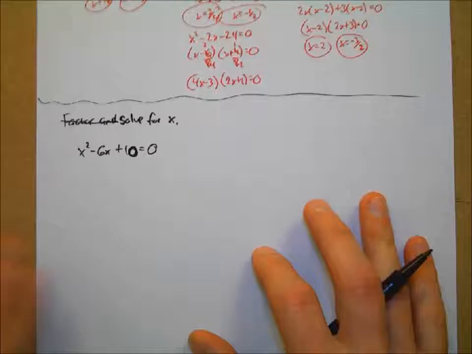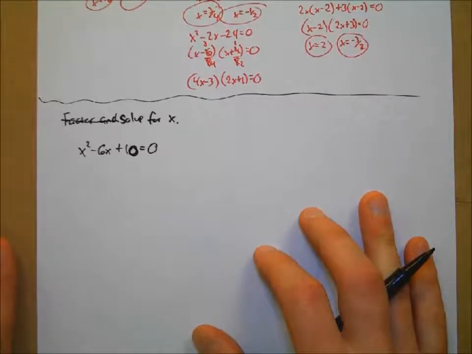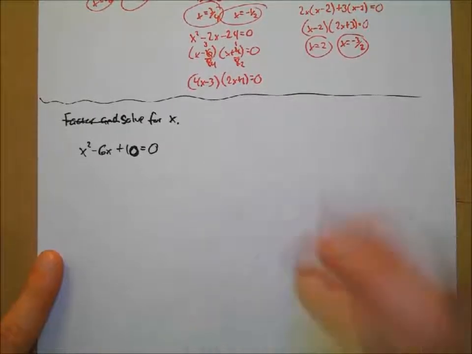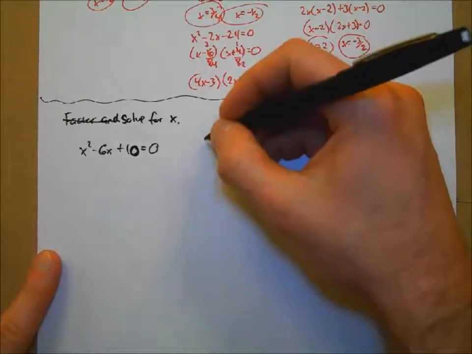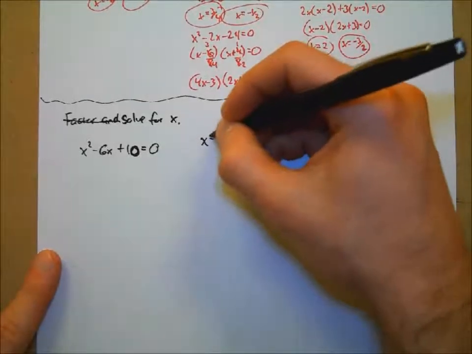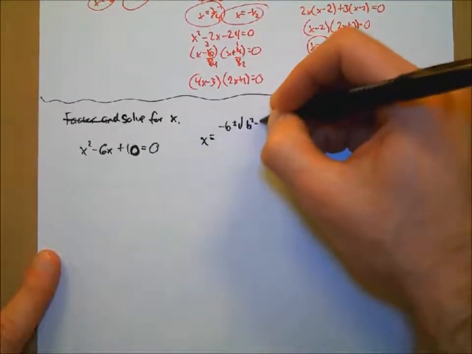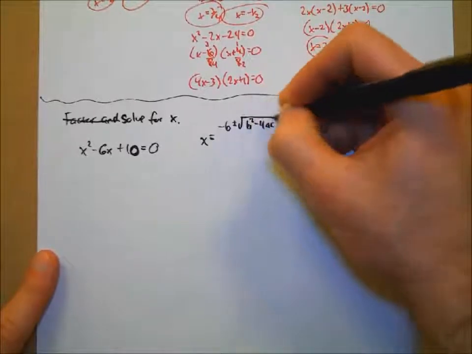Mr. Witt, are we going to have the quadratic formula on quizzes and tests, like a formula sheet? Nope. You need to know it. Okay? So, the quadratic formula: x equals negative b plus or minus the square root of b squared minus 4ac all over 2a.